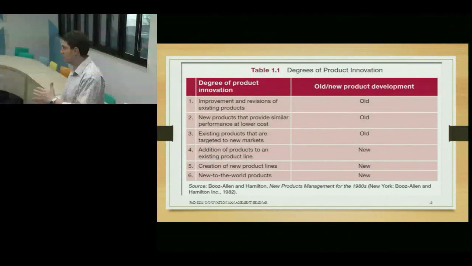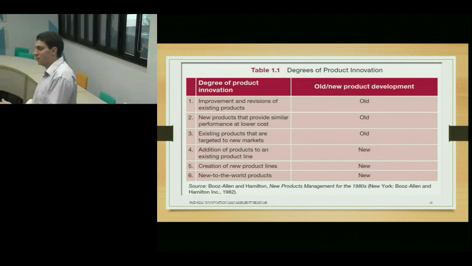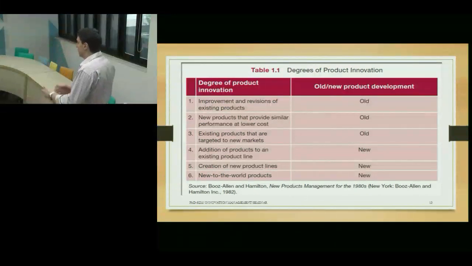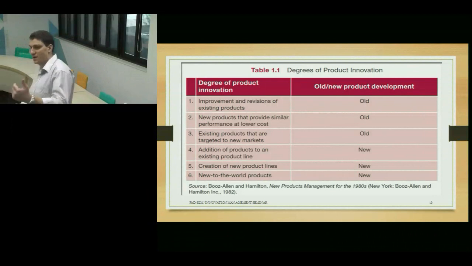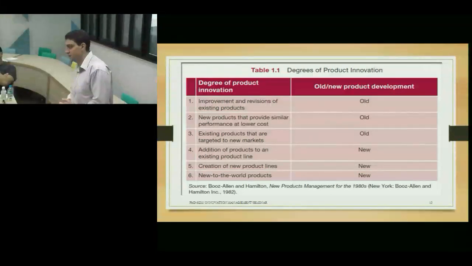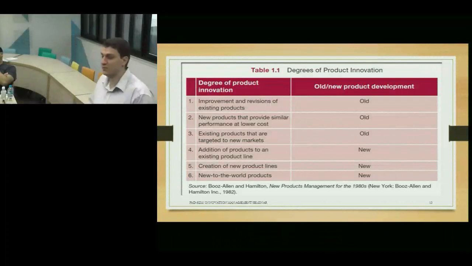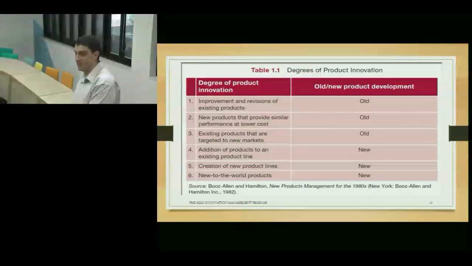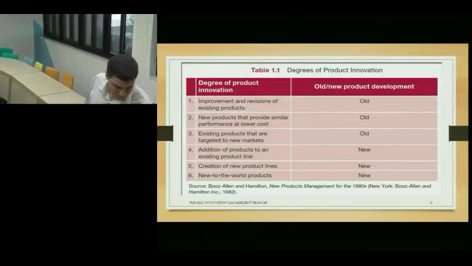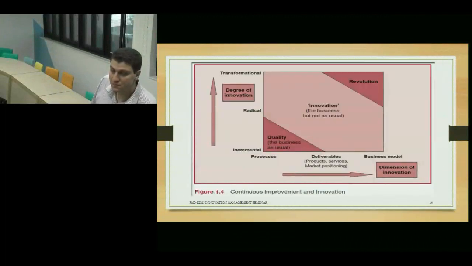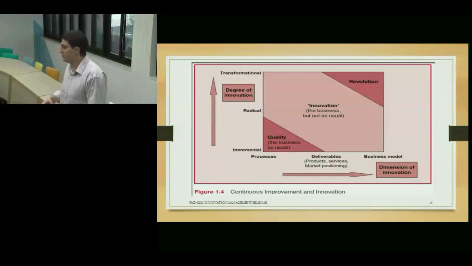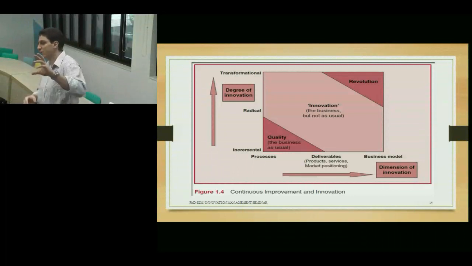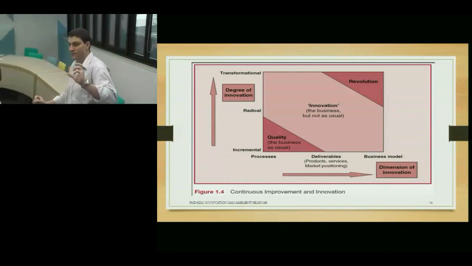Briefly, we've talked about the different degrees of innovation, whether it is new to the market, new to the company, new to the world, or is it something that previously existed and just with some improvements, for example, improved performance, or we target the same product into different segments of the market. That figure also describes the continuous improvement in innovation. So on one hand we have the degree of innovation, on the other hand we have the dimension.